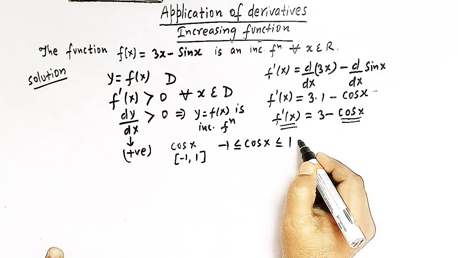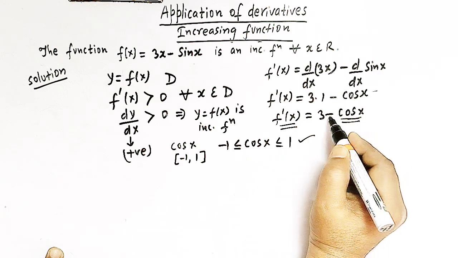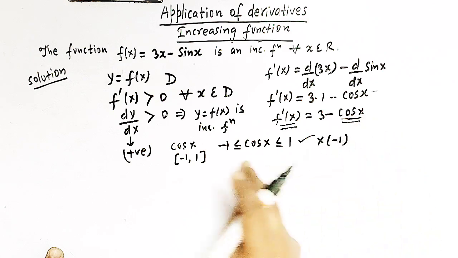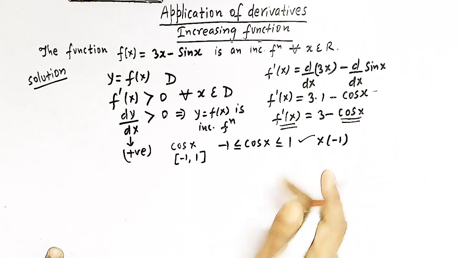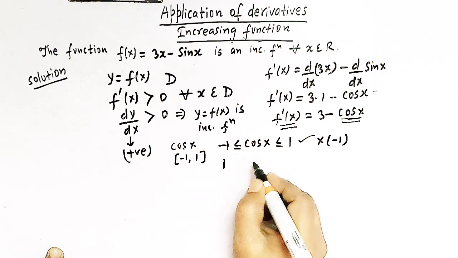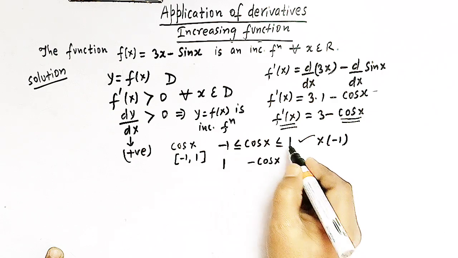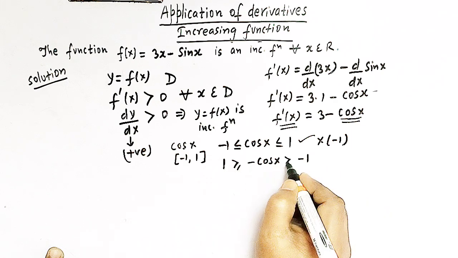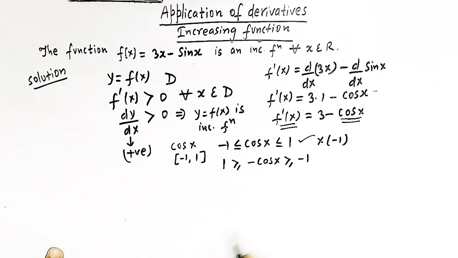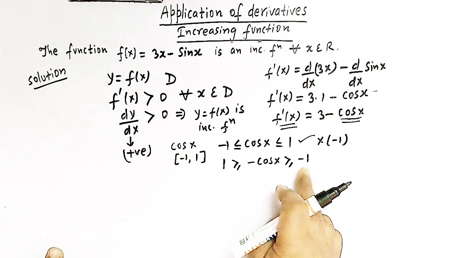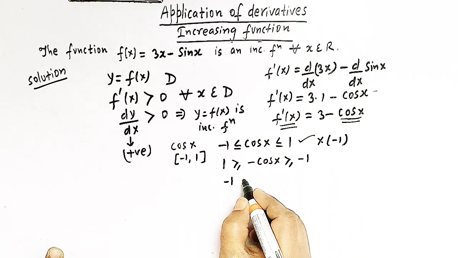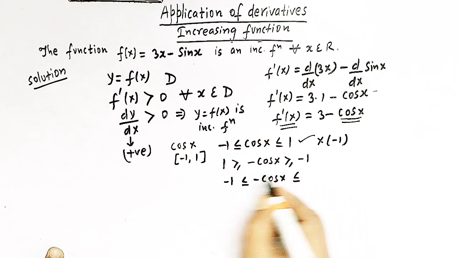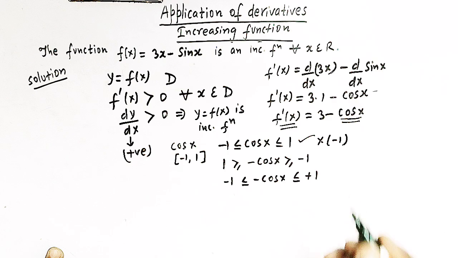So let us start with this inequality. So here we have negative cosine x. So let us multiply this inequality throughout by minus 1. So here we have plus 1, here we have minus cosine x, and here we have minus 1, and the direction of the inequality gets reversed, right? So we can also write this inequality as minus 1, and then we have minus cosine x, and then we have here plus 1, right?